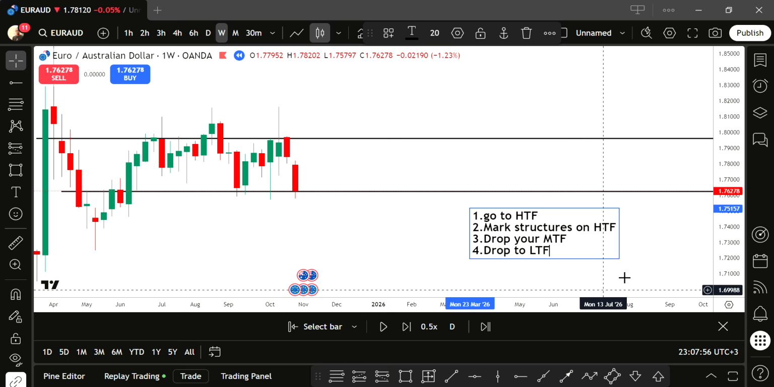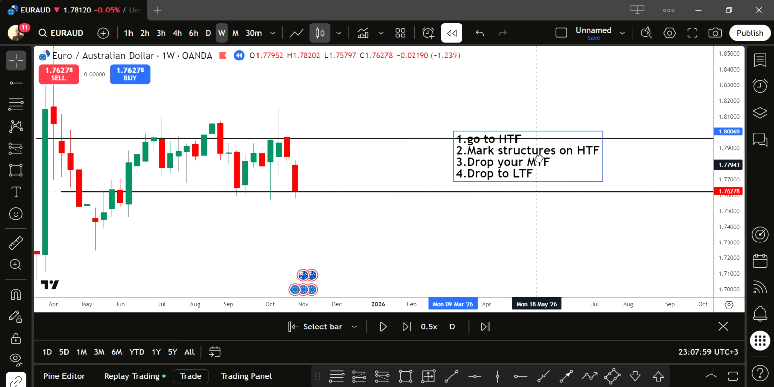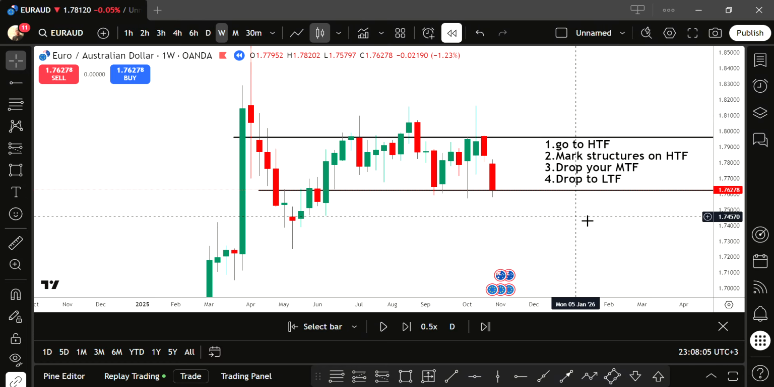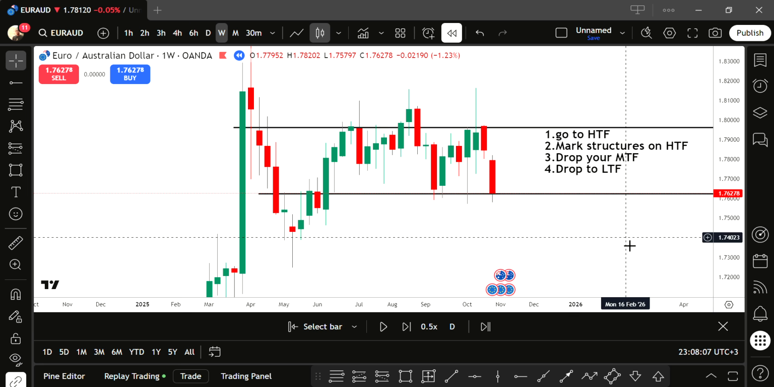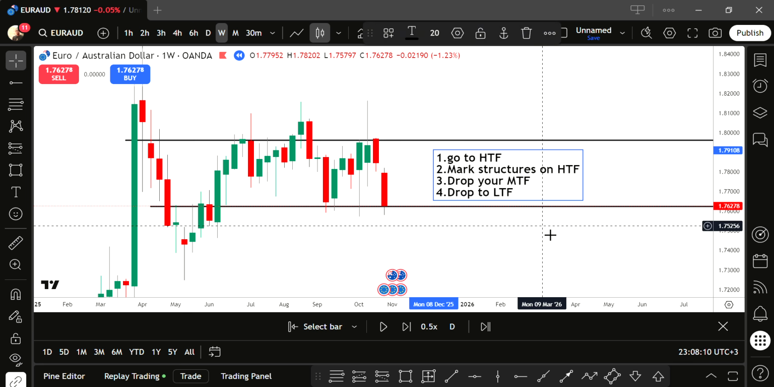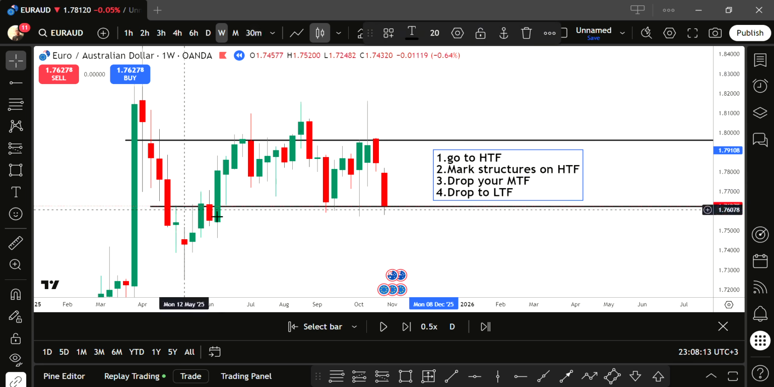Okay, so now we're going to go to the chart and then replicate whatever we have been talking about here. You see, my rules are very simple and straight to the point. Good. So rule number 1, we want to go to the high time frame. We have gone to the high time frame, which is the weekly. Now rule number 2, we want to mark out our structures. We have marked out our structures.